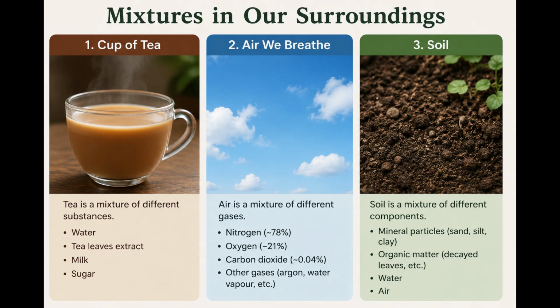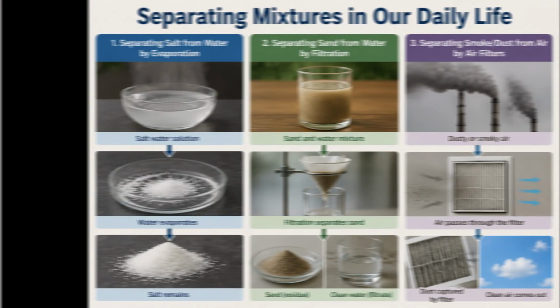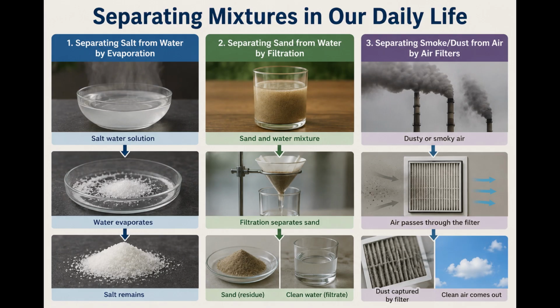So basically, a mixture is simply a combination of two or more substances that are physically combined, not chemically joined. And here is the interesting part. These substances in a mixture can be separated using different methods. For example, we can separate sand from water by the filtration process, and we can separate salt from water by a simple evaporation method, or even different components of air.